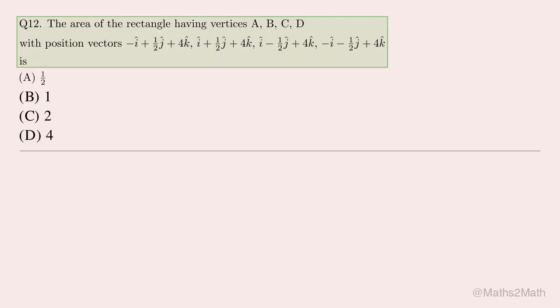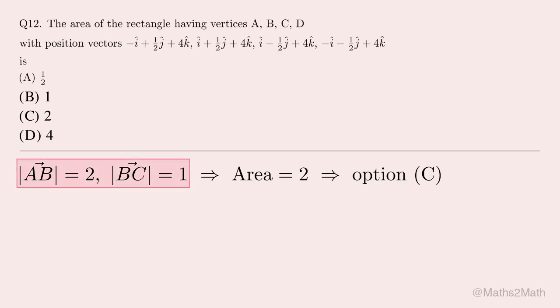Question 12, the last one, multiple choice. All four corners share the plane z equals 4. Side lengths are 2 and 1. AB has length 2 and BC has length 1. The area is 2. Option C.